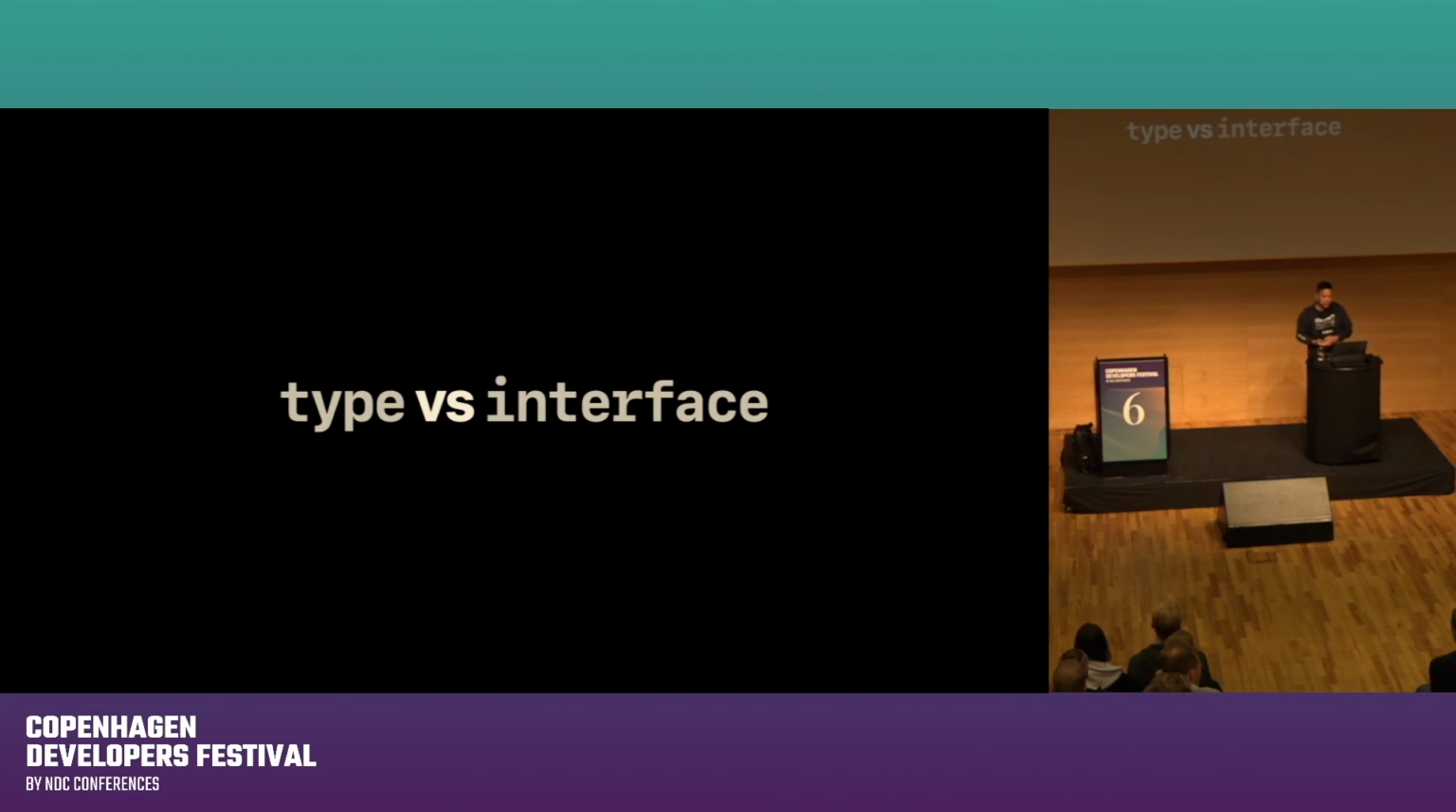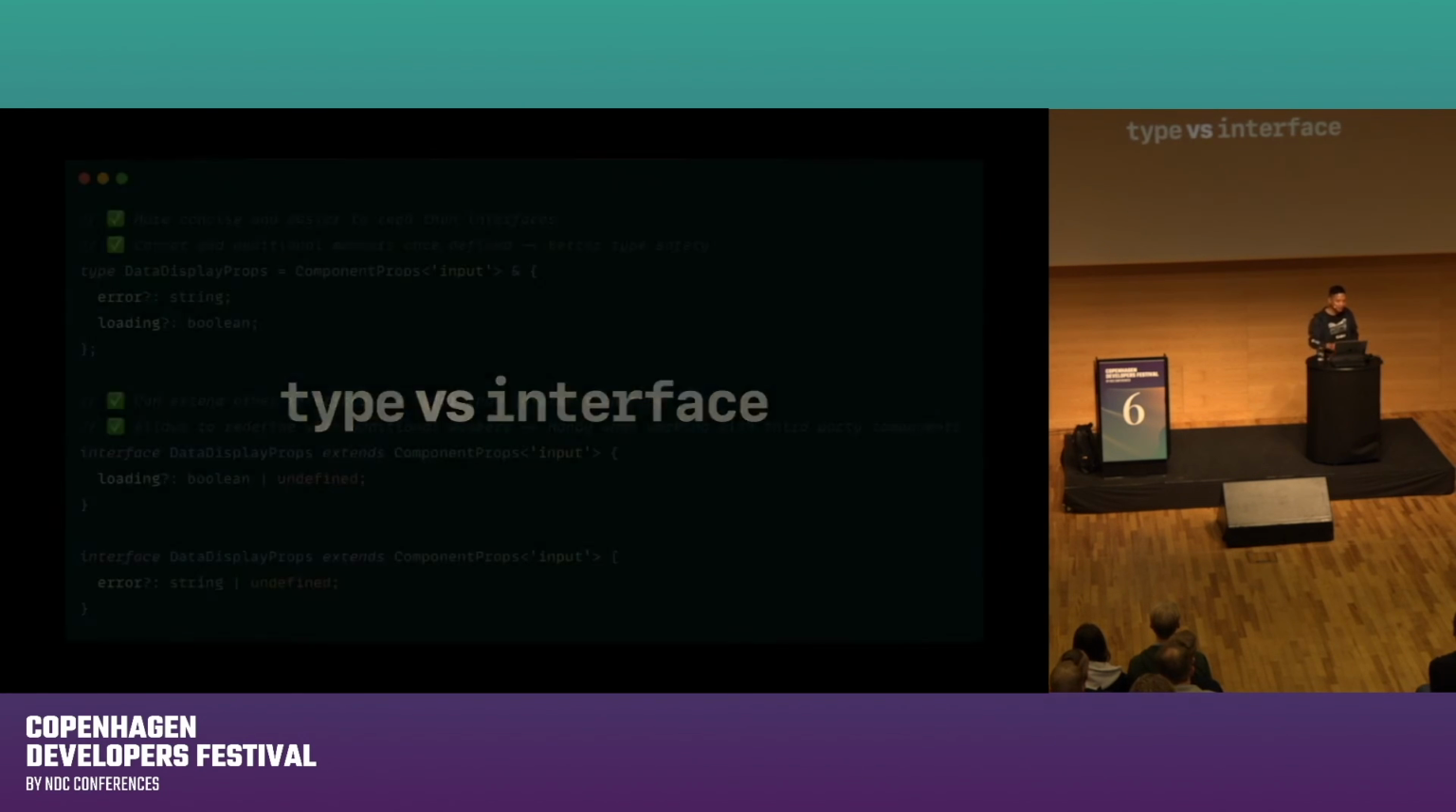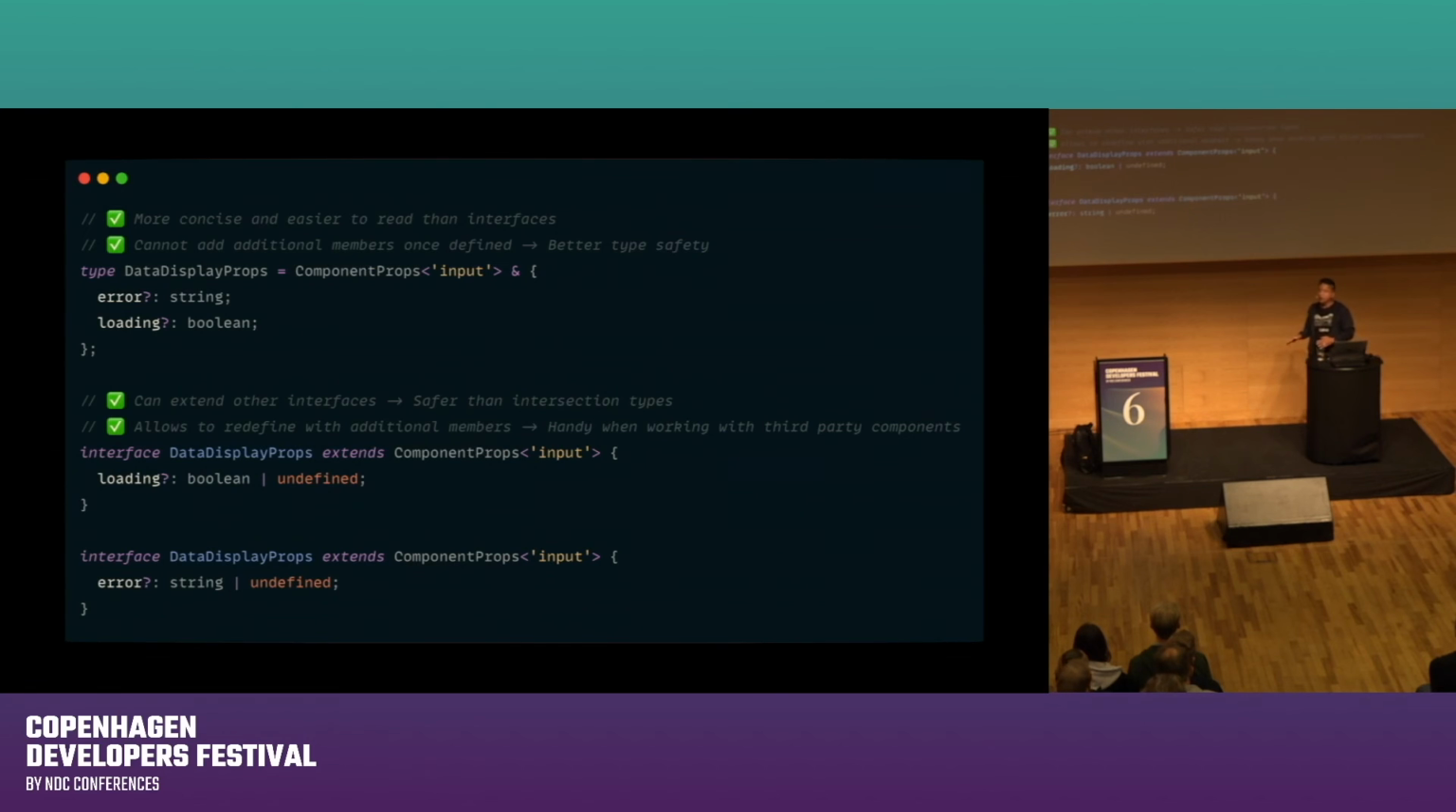Now, types or interfaces in props. This is a fairly common debate, I think not only in React, but maybe even elsewhere as well, where others prefer this or that. But here is my hot take. Generally both are fine, and I actually use them both, but with a preference for interfaces. And here is why.